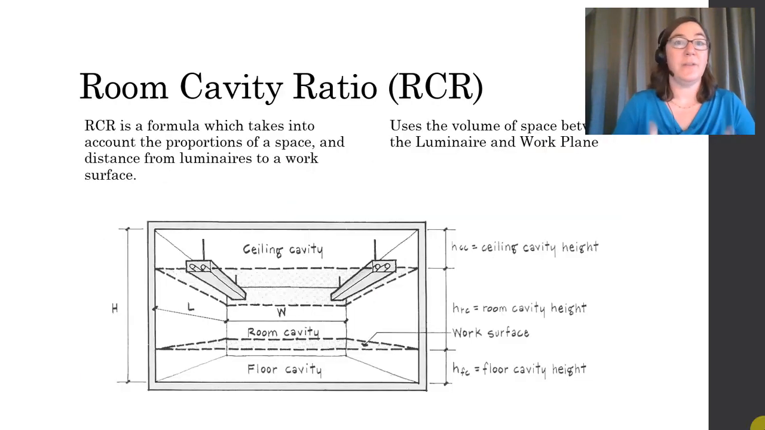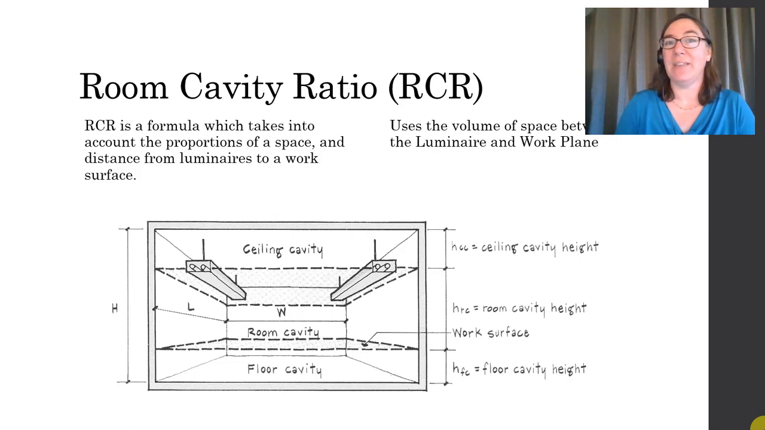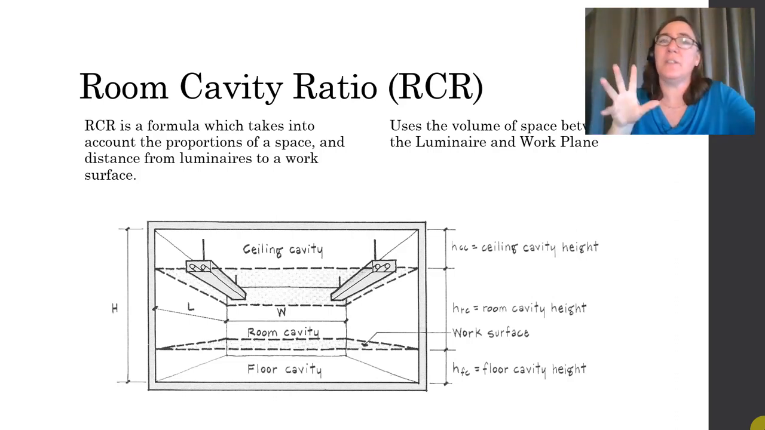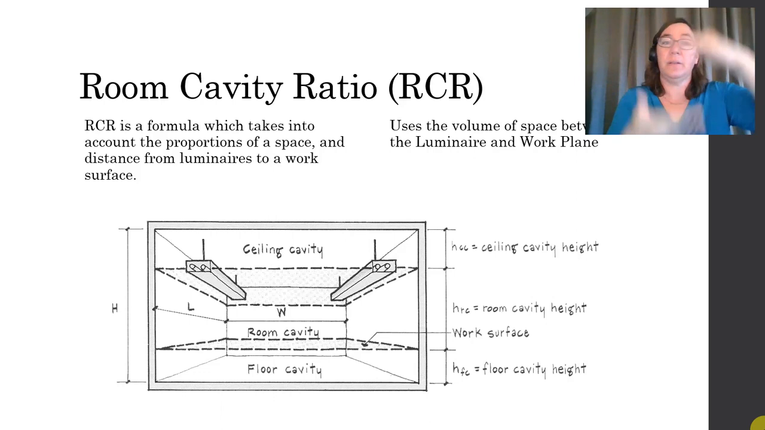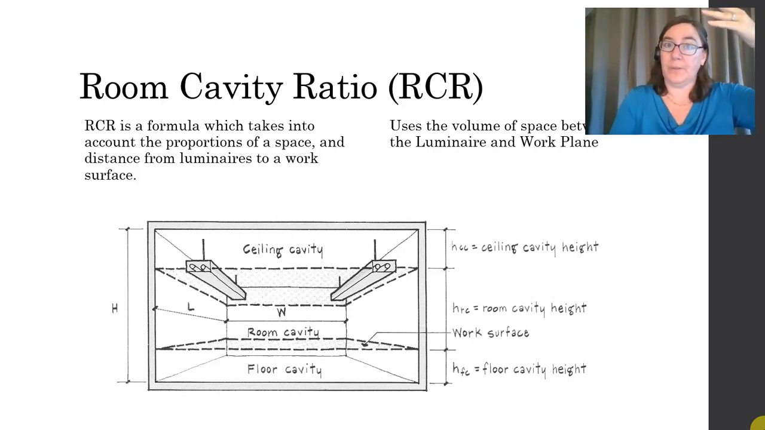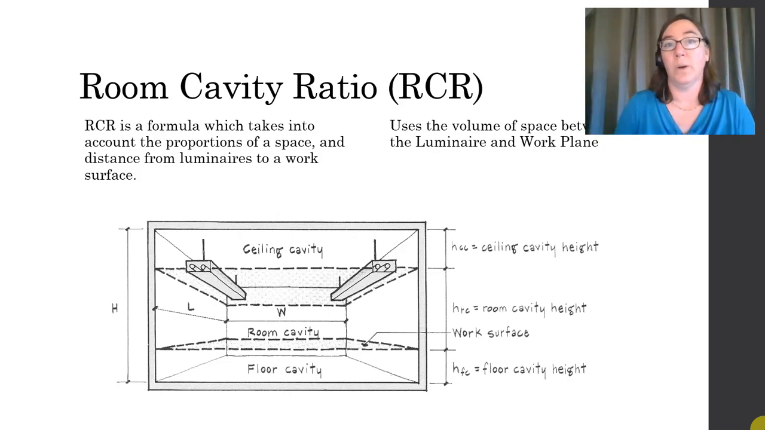The next piece of information we need to calculate your coefficient of utilization is the room cavity ratio, or RCR. This is a formula that takes into account the proportions of the space. So it's all about the room, and also the distance from the luminaires to the work surface. It's going to use the volume of space in between the luminaire and the work plane.